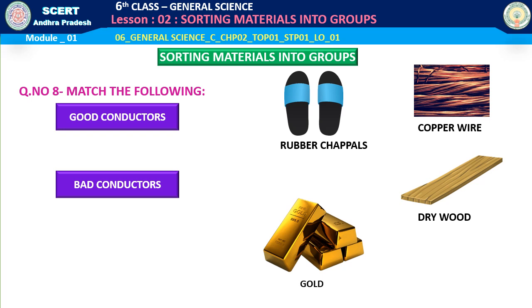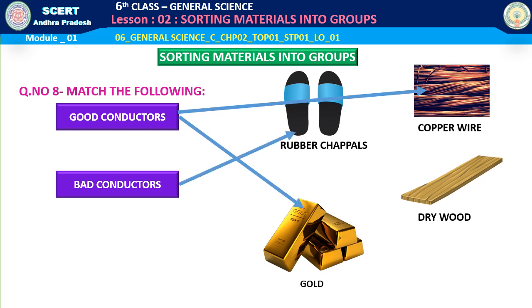Can you answer these? So let us think of the answers. Copper wire is a good conductor of electricity and gold is also a good conductor. Rubber chappals are bad conductors and dry wood is also a bad conductor.